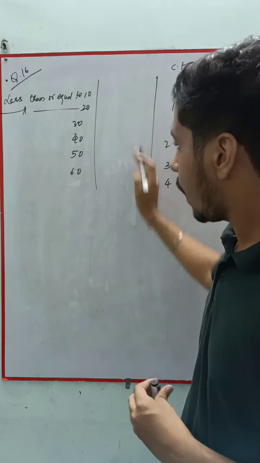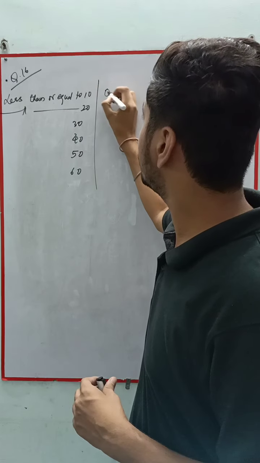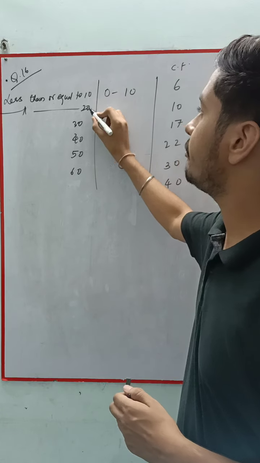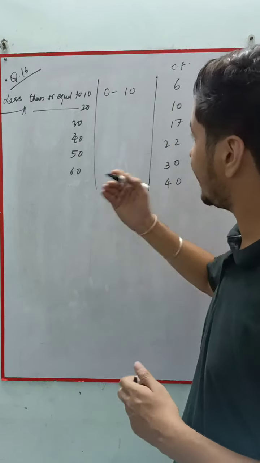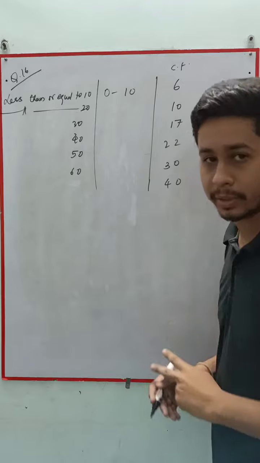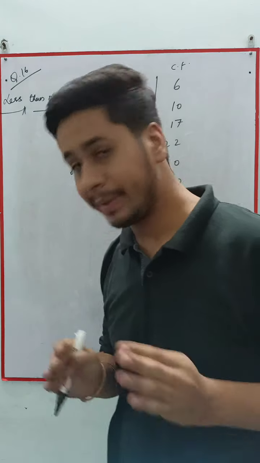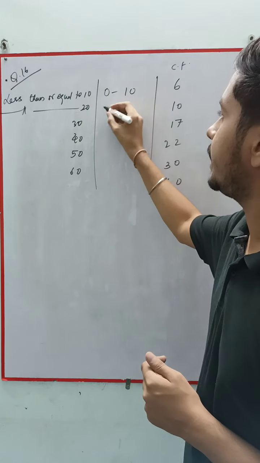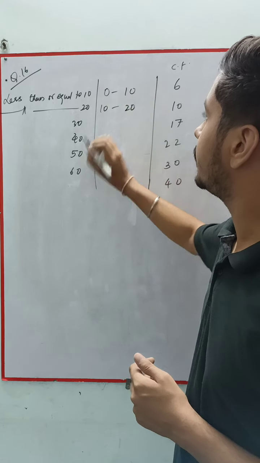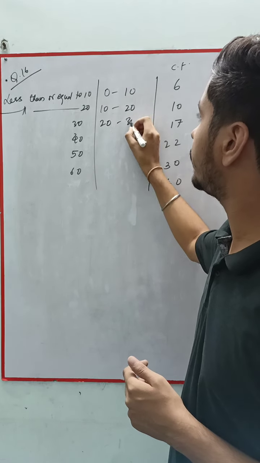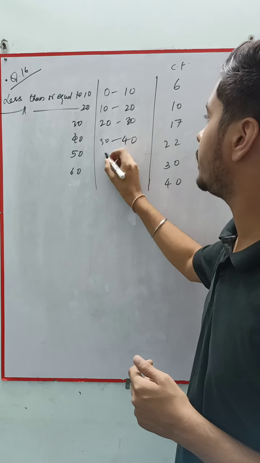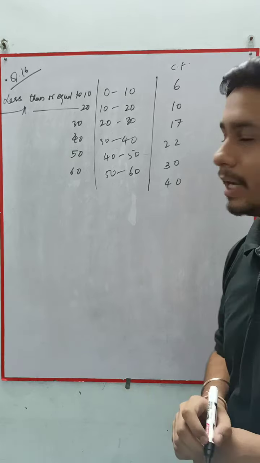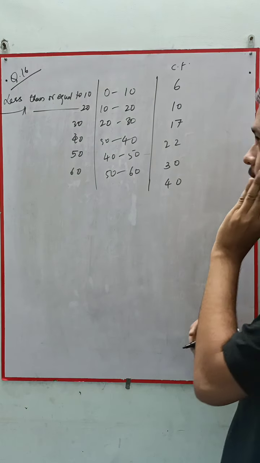So how will we write here? 0 to 10, then there is a difference of 10 in the interval, so that is why we have to accept 0 to 10 only. And they are saying positive integral, so we cannot go negative. That is how 0 to 10, then 10 to 20, then 20 to 30, 30 to 40, 40 to 50, and 50 to 60. Like that we have to write in the proper way.